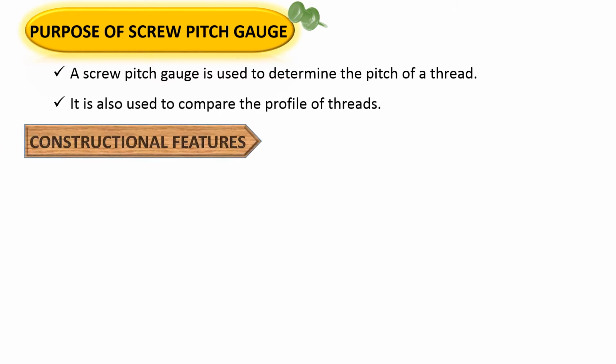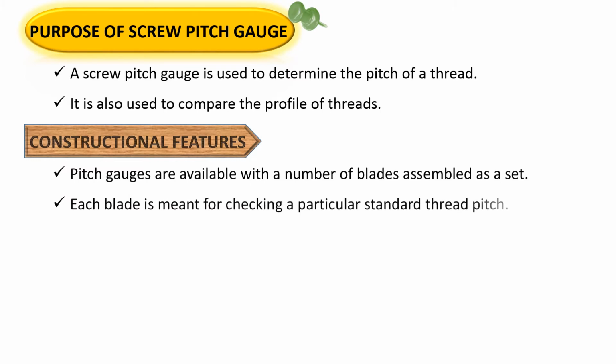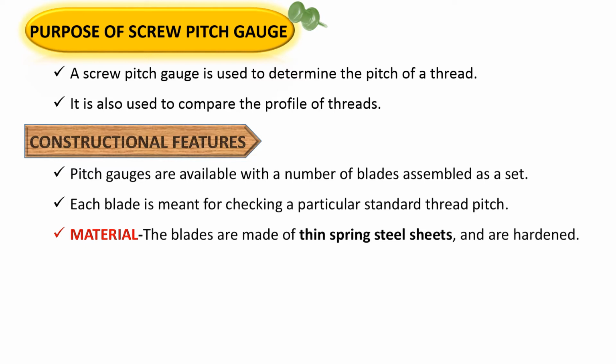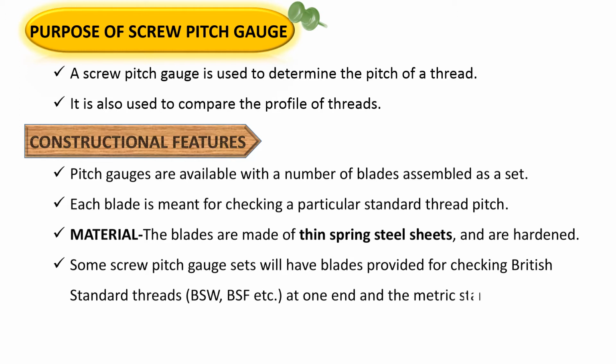Constructional features. Pitch gauges are available with a number of blades assembled as a set. Each blade is meant for checking a particular standard thread pitch. Material. The blades are made of thin spring steel sheets and are hardened. Some screw pitch gauge sets will have blades provided for checking British standard threads, BSW, BSF etc. at one end and the metric standard at the other end.